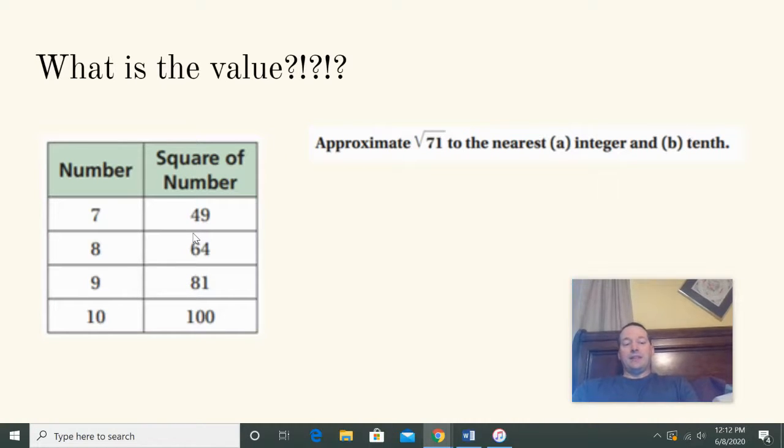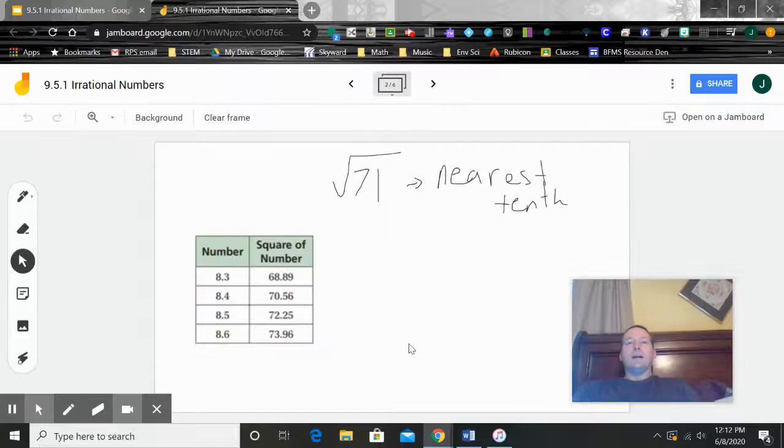Well, now we're going to get to the nearest tenth. That's a little bit more complicated. So now what we're going to do is try to figure out radical 71 to the nearest tenth. So again, instead of using whole number squares, we're just going to use decimal squares. Not that complicated. So 8.3, you're going to use your calculator to do it. 8.3 squared is 68.89. 8.4 squared is 70.56. 8.5 squared is 72.25.